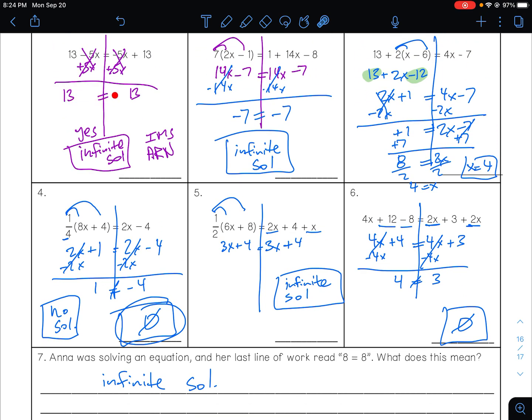If you end up solving it and you end up with a number statement that's true, like 13 equals 13, or negative 7 equals negative 7, that's infinite. If you end up with a statement that's not true, such as 1 equals negative 4, or 4 equals negative 3, which is not a true statement, those are no solution.